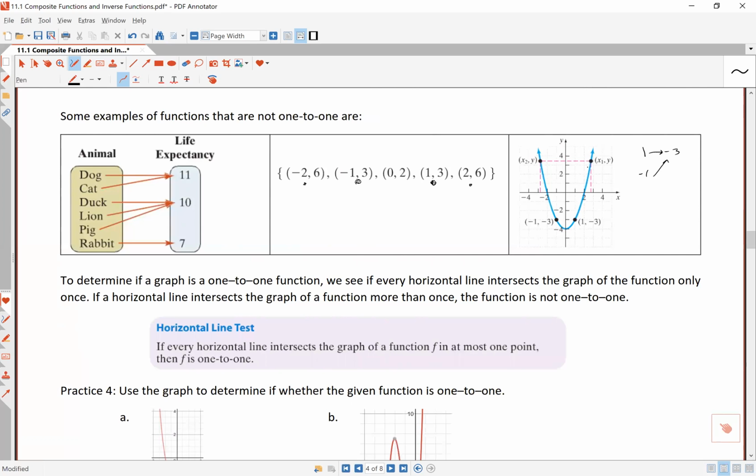So to determine if a graph is a one-to-one function, we see if every horizontal line intersects the graph of the function only once. Now it's a horizontal line test for one-to-one. If a horizontal line intersects the graph of a function more than once, the function's not one-to-one, just like our parabola.